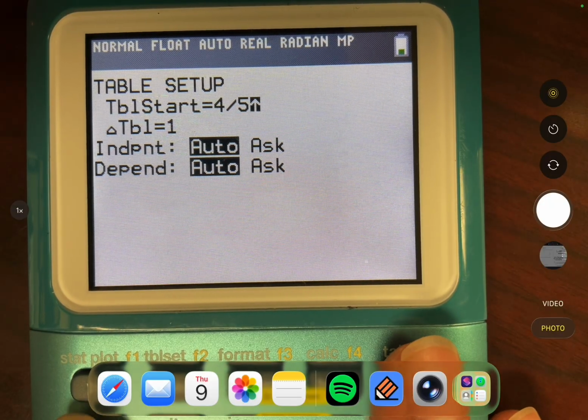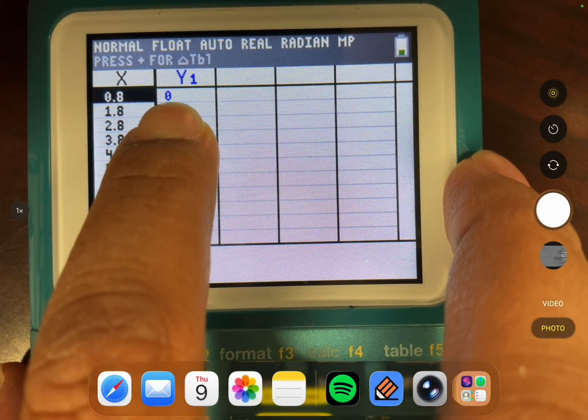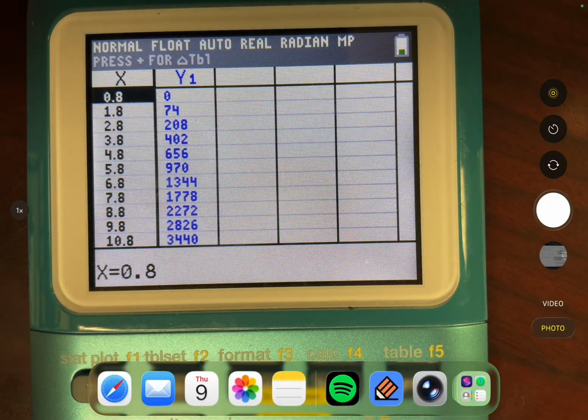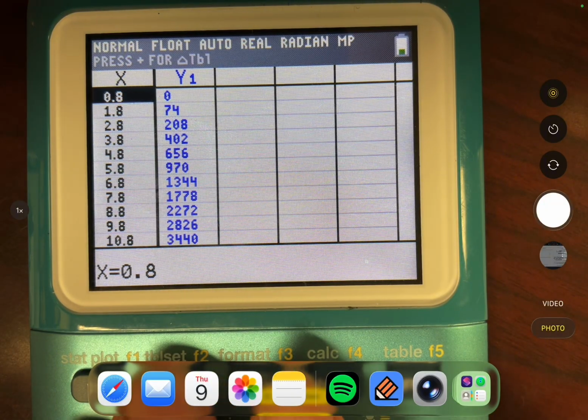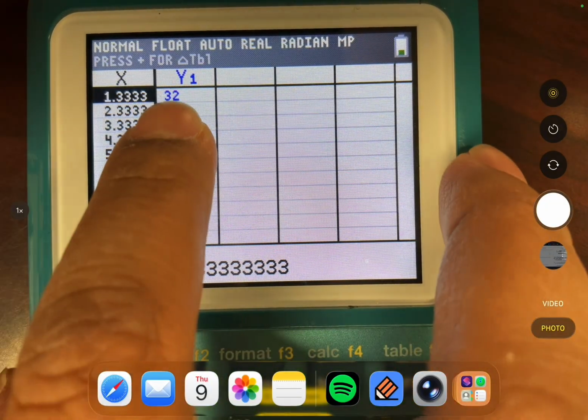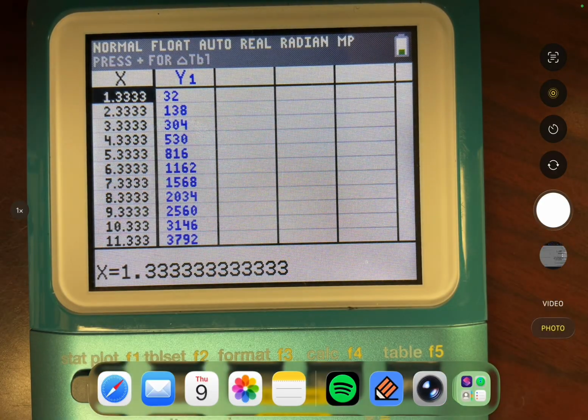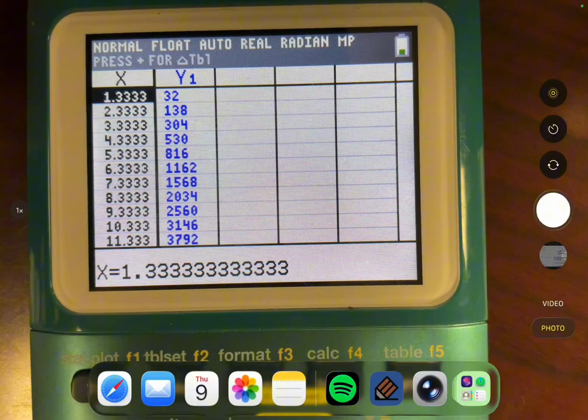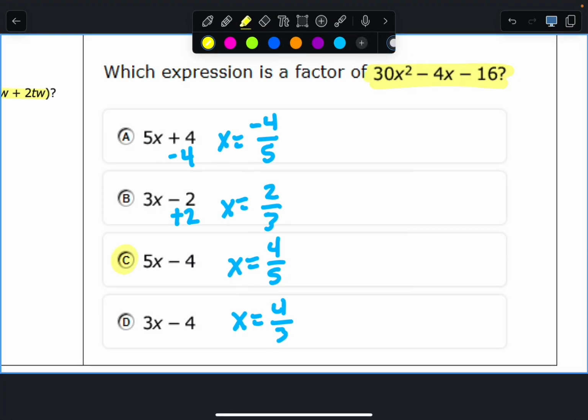Whoa. That one gives me a 0. So it's one of my zeros, one of my x-intercepts. And if I try the last one, 4 divided by 3, it doesn't give me a 0. So the only one that is a 0, or an x-intercept, is 4 divided by 5. It's C. My bad. Yeah, close enough.